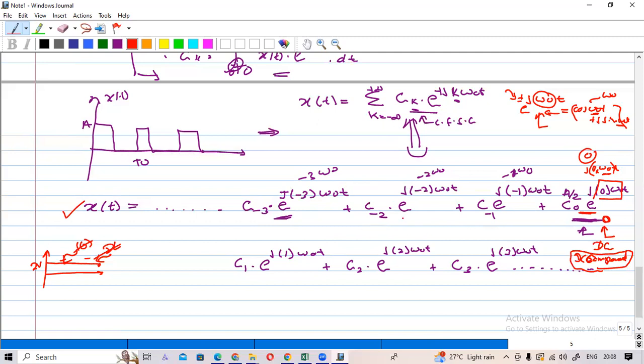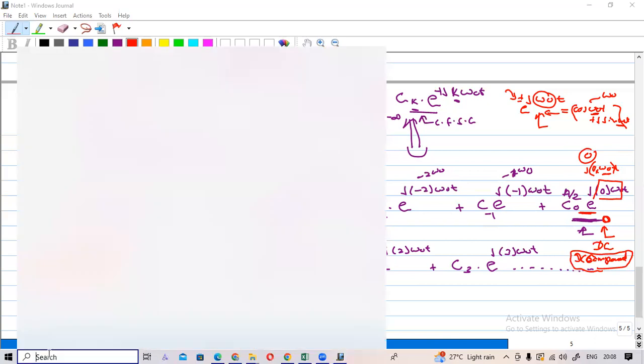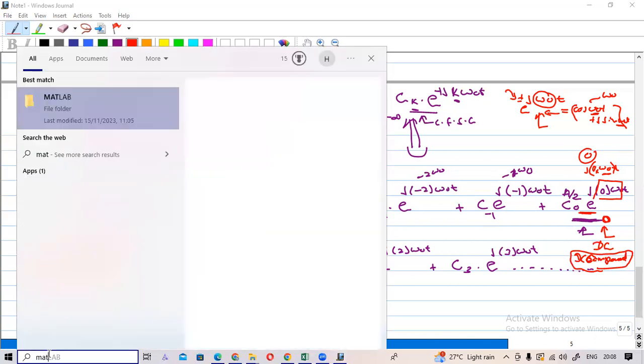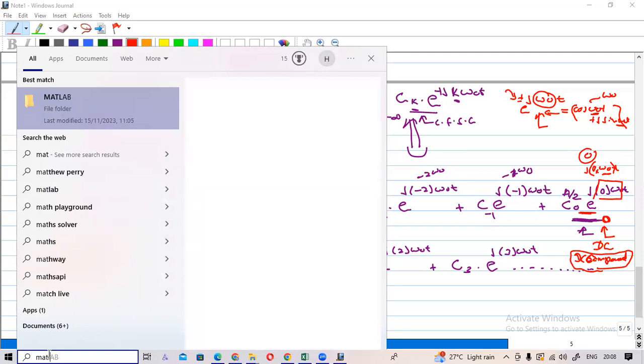Using MATLAB we can see this. Okay. So I will use MATLAB. Actually I have written one program, so I will show that program to you. Okay.